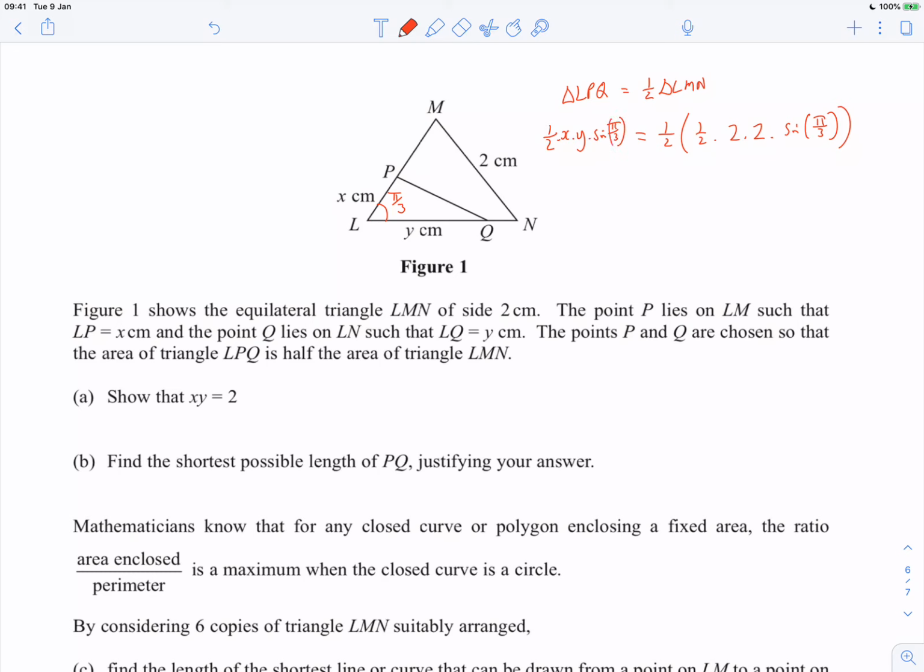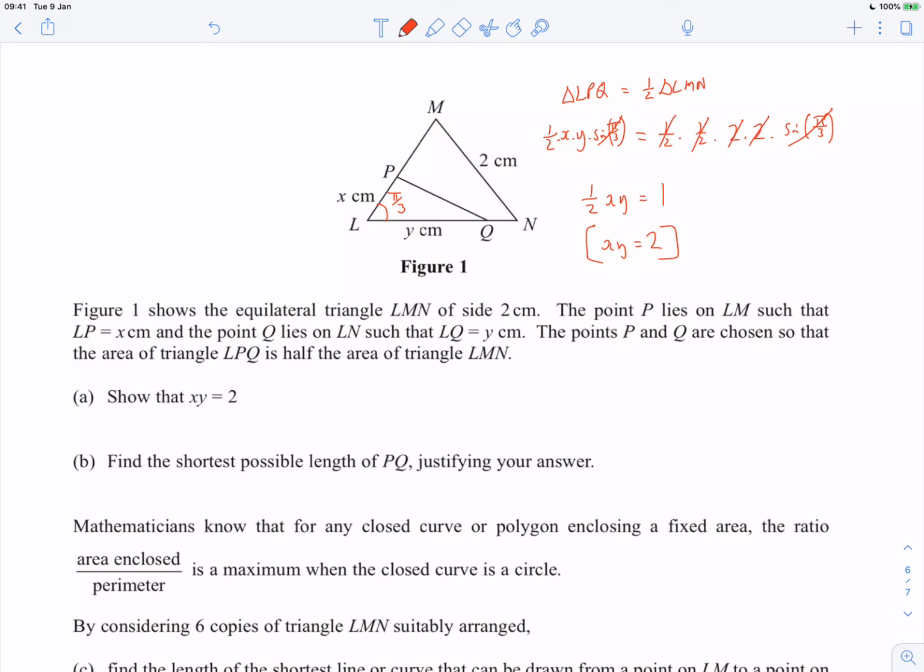Now this is nice because we can get rid of these brackets. Whoops. Now look what happens. Half and 2 cancel, half and 2 cancel. You can divide by sine pi over 3 both sides, so actually what you've got is a half xy just equals to 1. And if half xy equals to 1, you can times both sides by 2 to get x times y equals 2, and that's fairly straightforward.